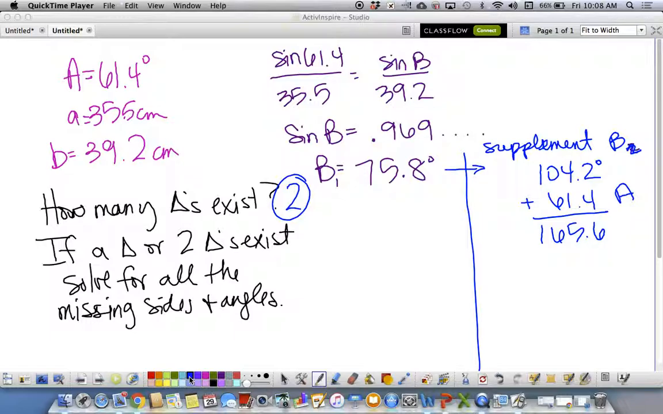Now, it's completely up to you what you do next. You have the given information. You now have a second angle for both triangles. What do you want to do next? I've already found this number, this 165. Could I really quickly find C2?